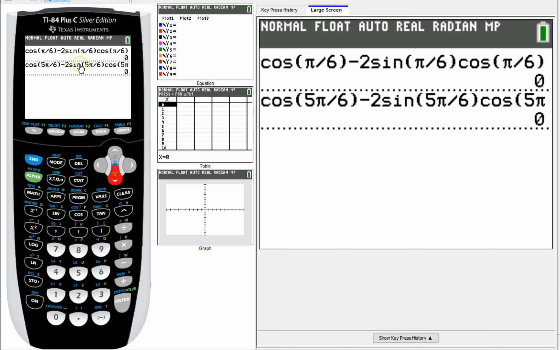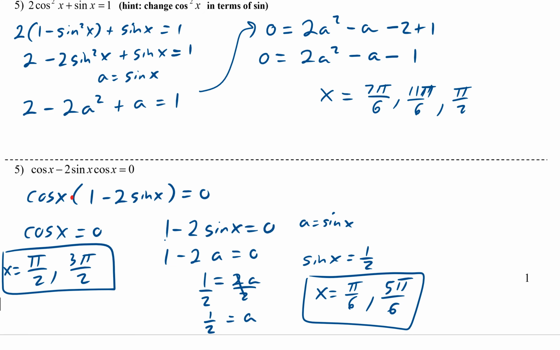So what's really happening here is, if you think about it, sine at pi over 6 is 1/2. And so we're getting 2 times 1/2, which is 1. And then that becomes 1 times cosine pi over 6. So cosine of pi over 6 minus cosine of pi over 6 is 0. That half is being used to cancel that too. But those are our answers.